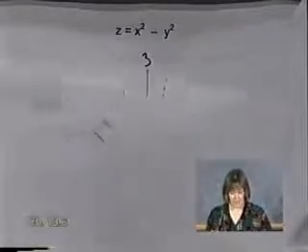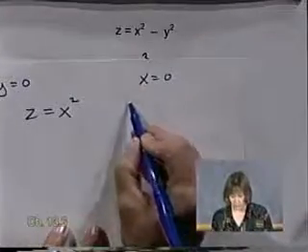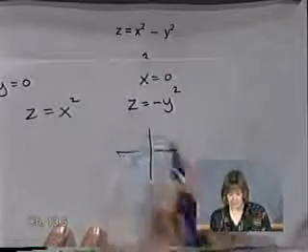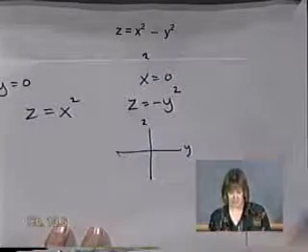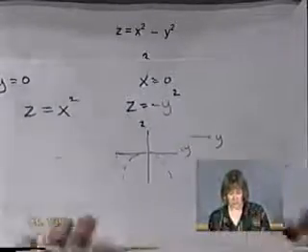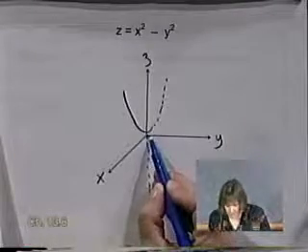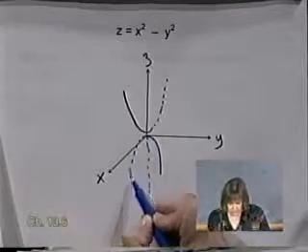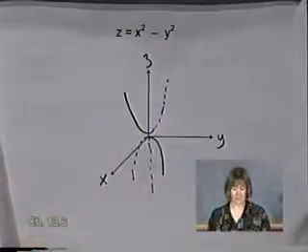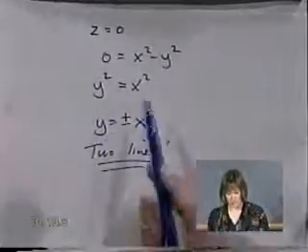Now notice, if we let x be 0, we are going to get z equals minus y squared. So if this is the z-axis, this is the y-axis, which way is this parabola going? Down. So in the yz plane, we have a parabola that's going this way. You see that? This is in the xz plane, this is in the yz plane.